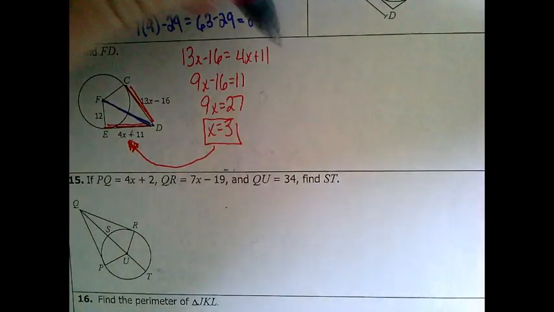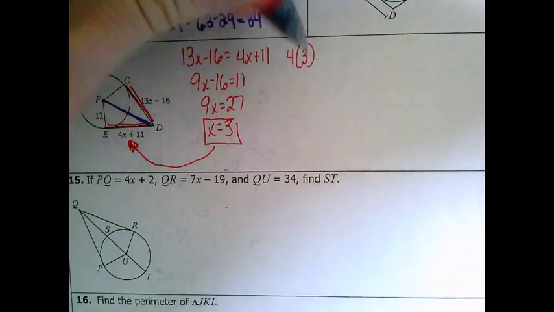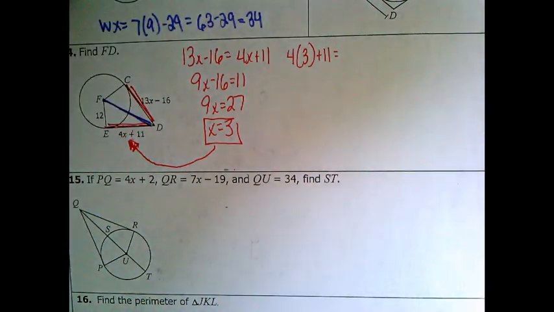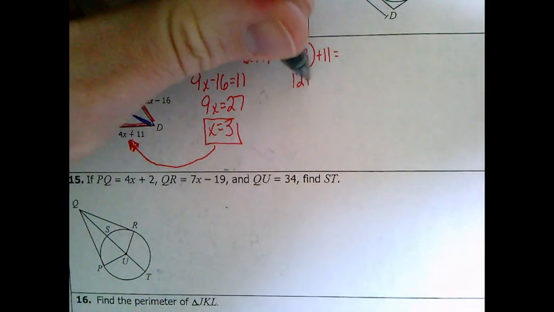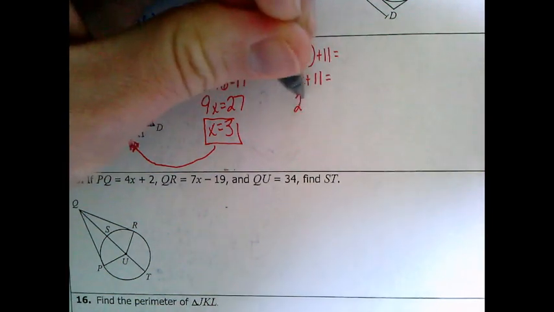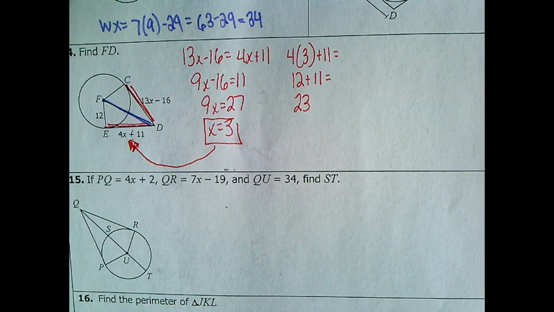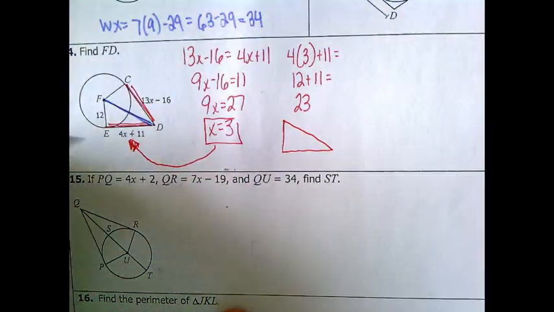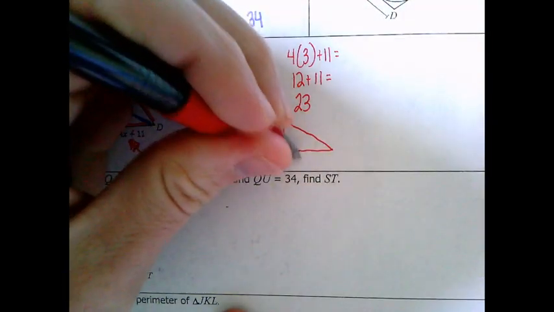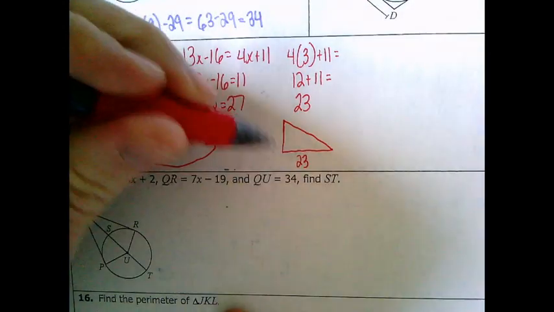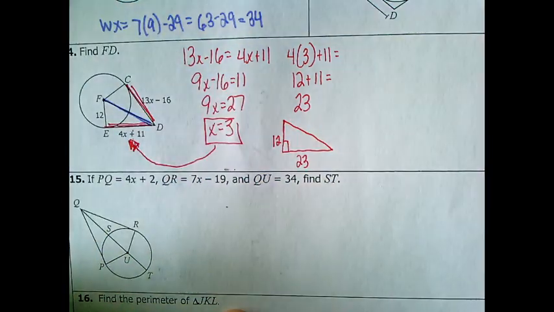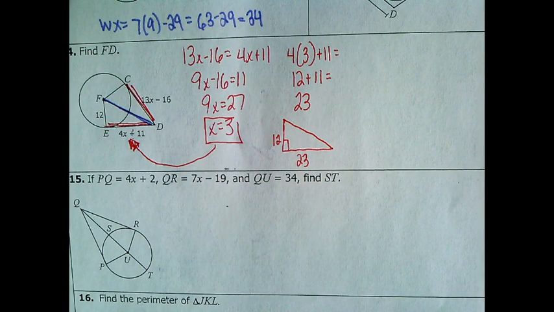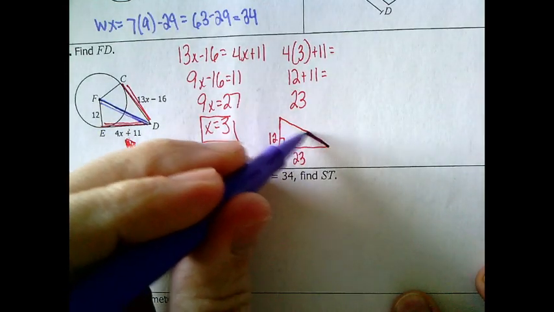So let's keep moving along here. I've got 4 times 3 plus 11. 4 times 3 is 12 plus 11 equals 23. So the length of the red side, either side of that, is 23. So I'm just going to redraw this picture over here so it's a little bit easier for you to see. I now have that the bottom part is 23. I now have that this part is 12. And I'm trying to find the purple. I'm trying to find this part right here. So I'll make that purple.